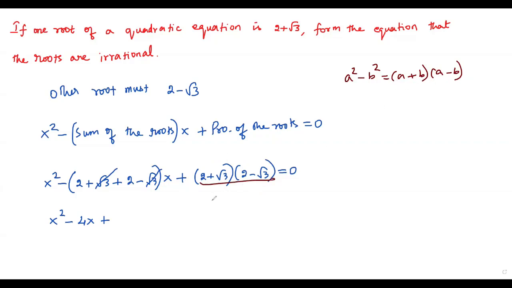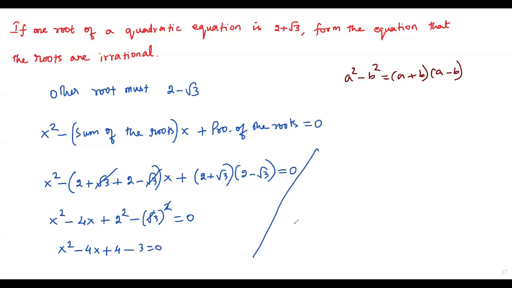Then what do we have to do for this one? We have to take the square of a, minus the square of b. The same thing I have to do over here. That is the square of the first term, 2², minus (√3)² = 0. So here the square root and square will cancel out, then I'm getting x² - 4x + (4 - 3) = 0, since 2² is 4 and here we have 3. Finally, I'm getting x² - 4x, and when I combine the 4 and -3, I'm getting +1 = 0. So x² - 4x + 1 = 0 is the required quadratic equation.